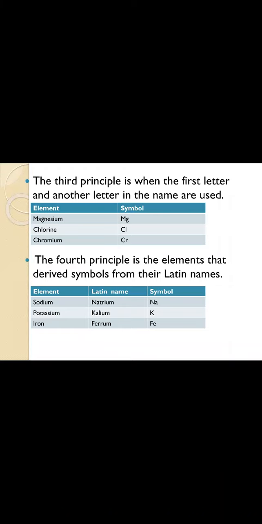Now, the fourth principle uses the Latin name of the element to give it its symbol. For example, let's say sodium. Its Latin name is natron. That's why its symbol is Na.